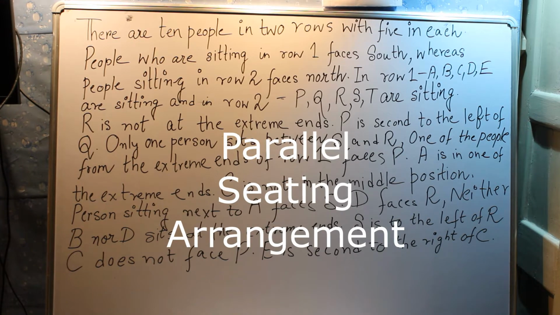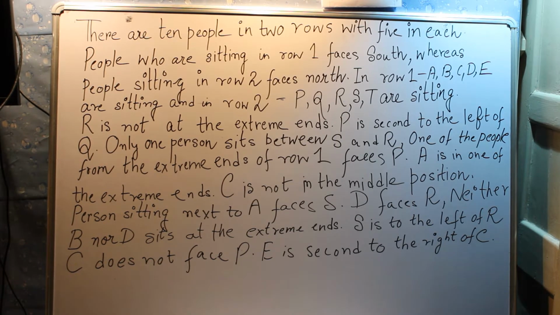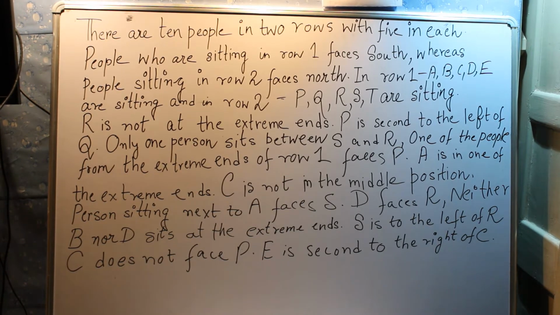This is a question from the topic parallel sitting arrangement. I am reading this question. There are 10 people in 2 rows with 5 in each. People who are sitting in row 1 face south, whereas people sitting in row 2 face north. In row 1, A, B, C, D, E are sitting, and in row 2, P, Q, R, S, T are sitting.